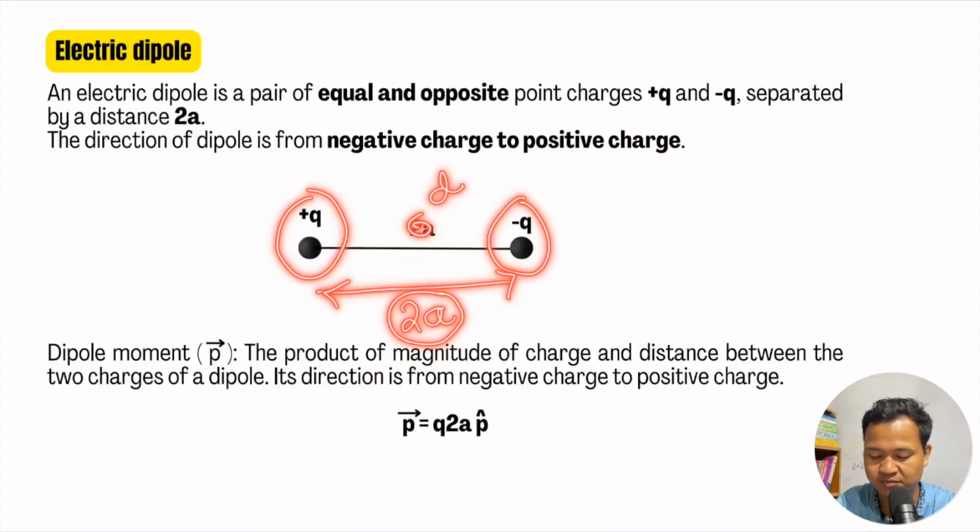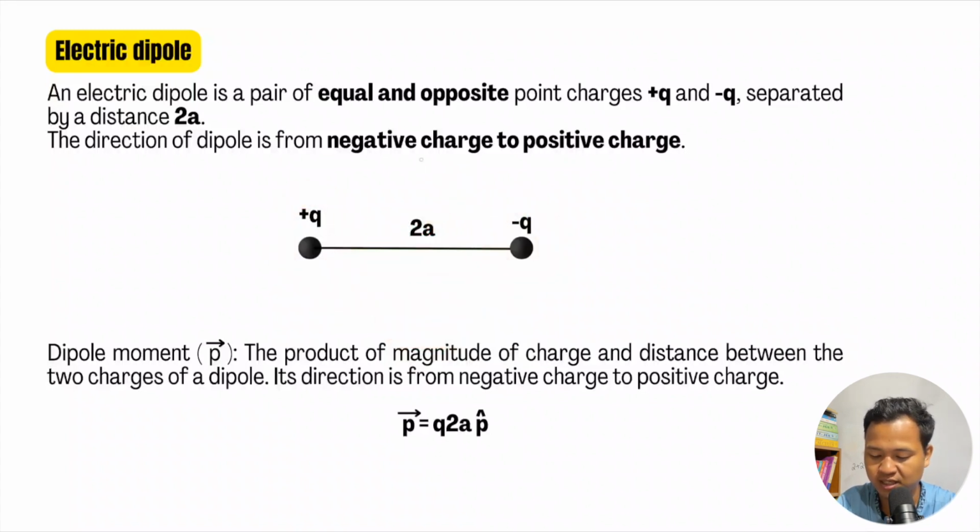If you cut it here, you'll have A here and A here. So if you want, you can take D. In some books, you'll find simply D.